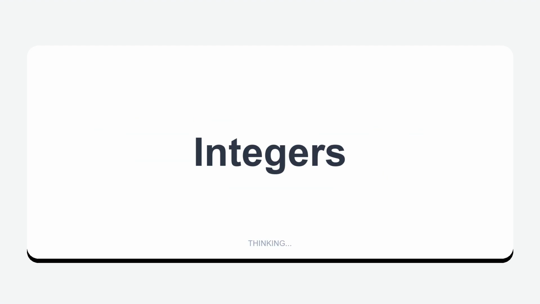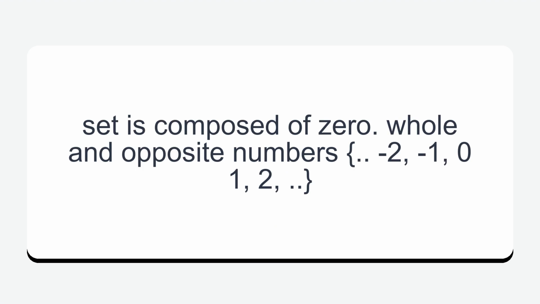Integers. The set is composed of 0, whole numbers and their opposites: -2, -1, 0, 1, 2.